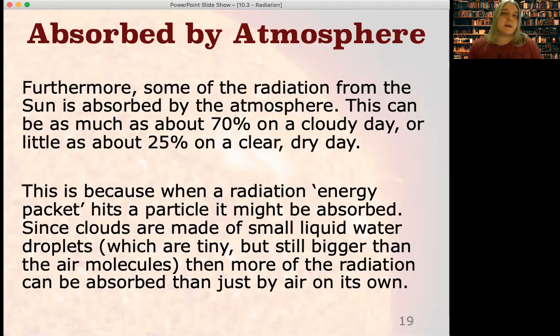But on a cloudy day, clouds are made of tiny water droplets. Water droplets are quite large, and so there's a good chance that the radiation from the sun coming through will hit one of those water droplets in the cloud, and that water droplet will absorb the energy.